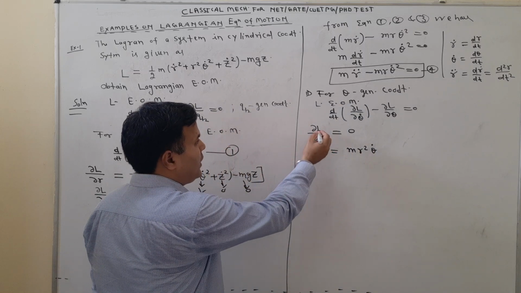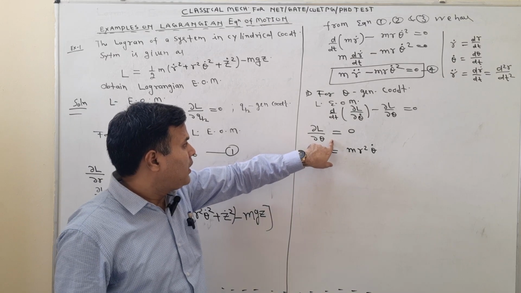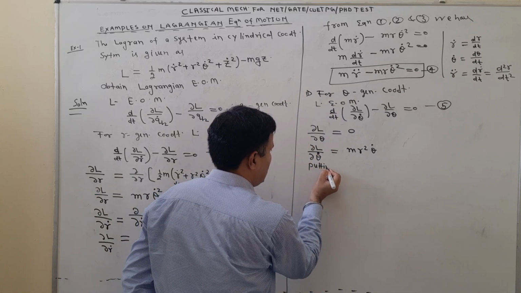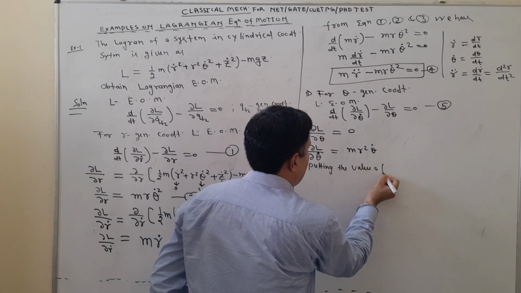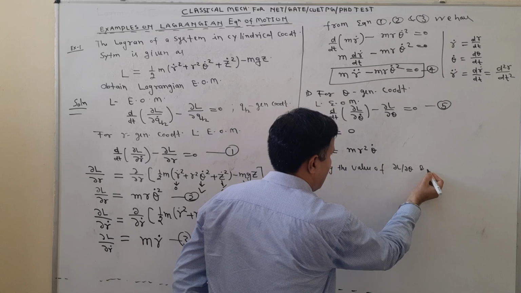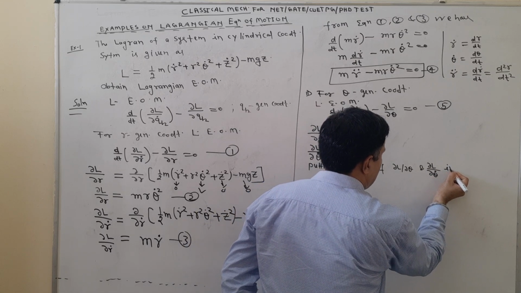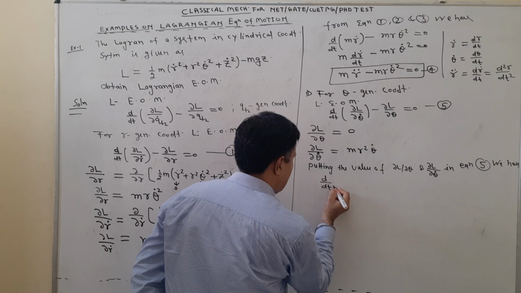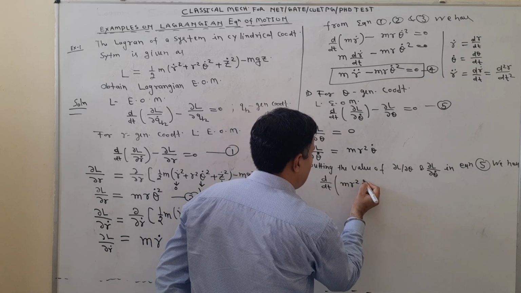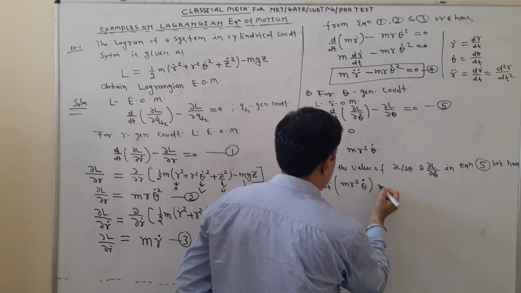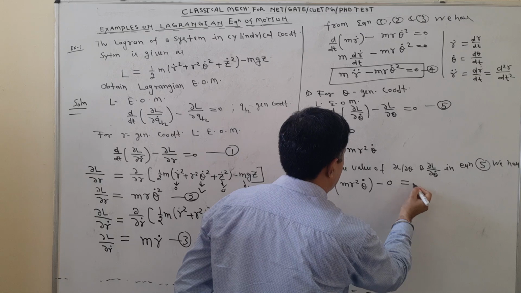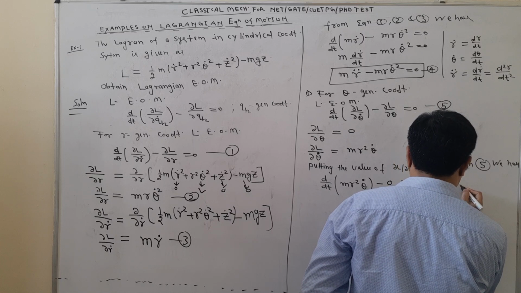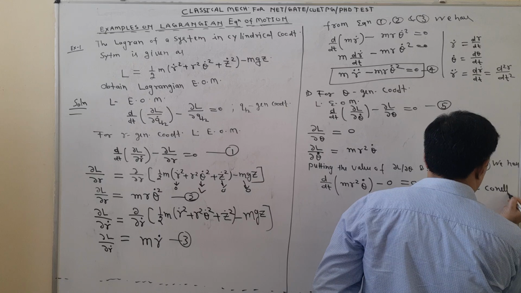Now putting the value of del L upon del theta and del L upon del theta dot in this equation 5, what we have is d by dt of m r square theta dot minus 0, which implies that m r square theta dot is equal to constant.